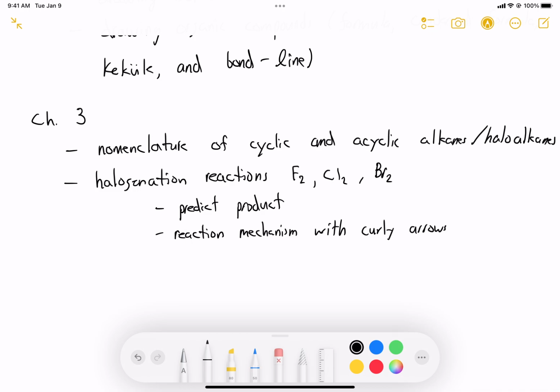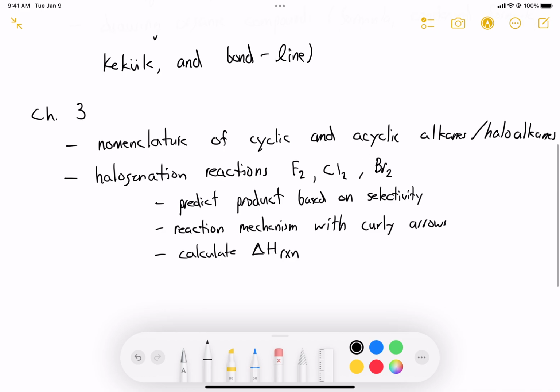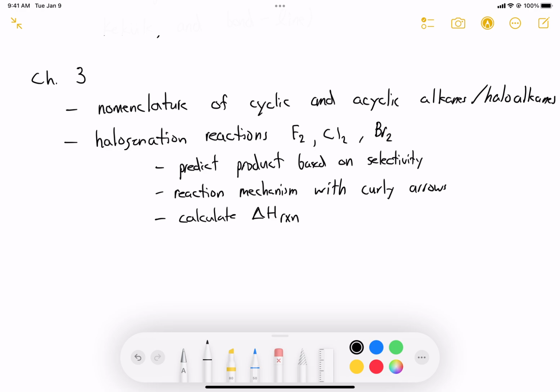Okay, so reaction mechanism with curly arrows, you want to be able to write it, and also calculate. You may be asked to calculate delta H of reaction. Okay? So you want to be able to predict the product based on selectivity. Okay? So that's chapter 3. I think that's all I want to mention about chapter 3. Yeah, and also, I almost forgot, Newman projections of both alkanes and cyclic alkanes. So we can also draw them for cyclic alkanes. So don't forget about that.